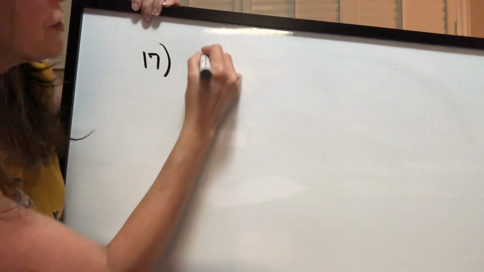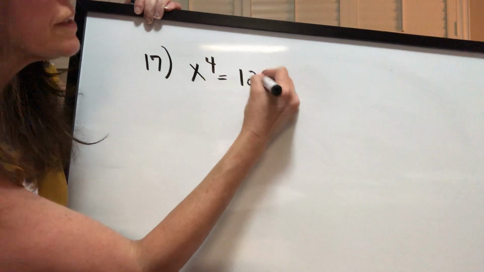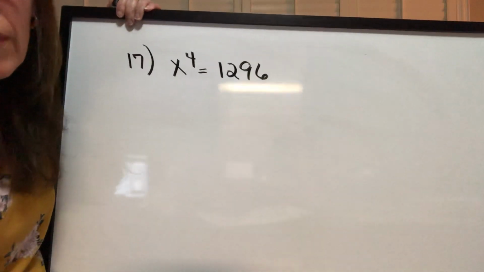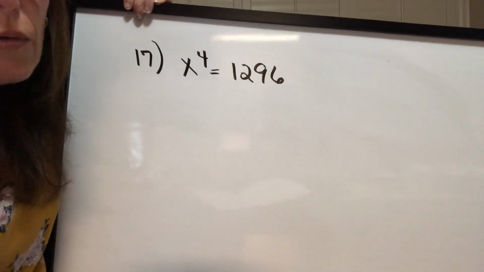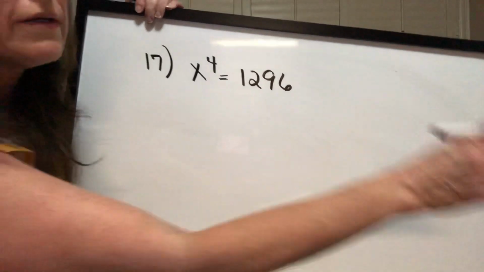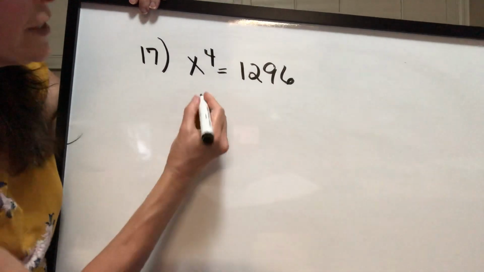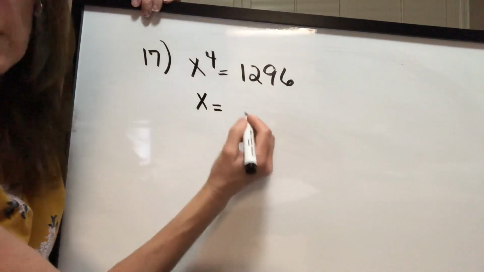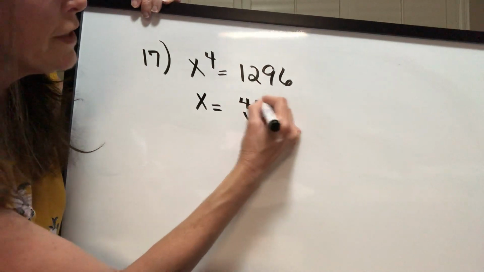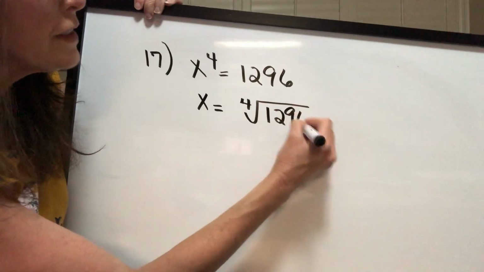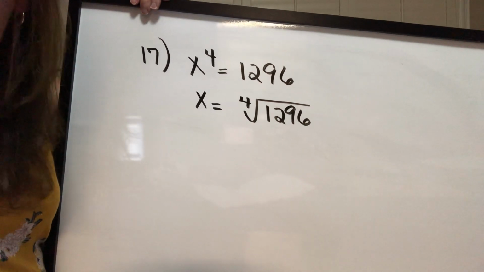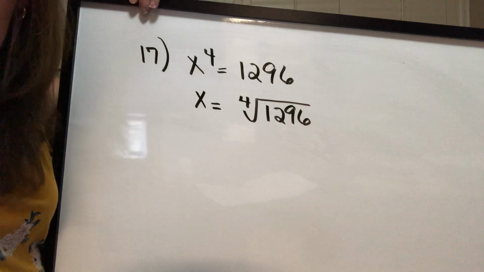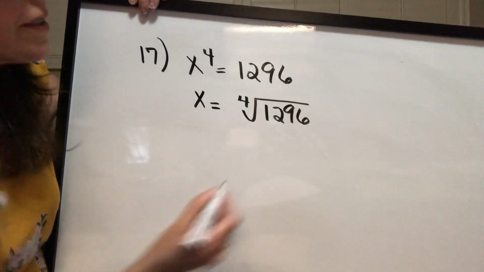All right, so two more, 17. So we got x to the fourth equals 1296. Okay, when we were studying quadratics earlier this year, whenever we would have x squared equals a number, we would take the square root of both sides of the equation. So here the only difference is we're going to take the fourth root of both sides of this equation. So you're going to figure out what the fourth root of 1296 is. So again, put that in your calculator under math. Pick number 5. Fourth root of 1296 is 6.